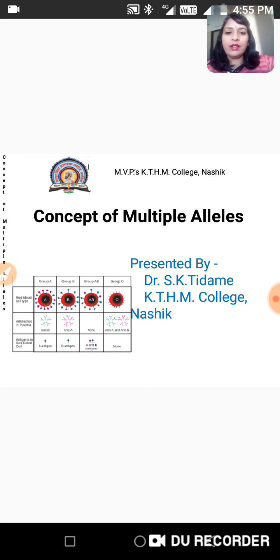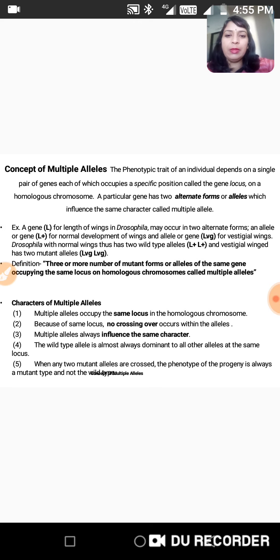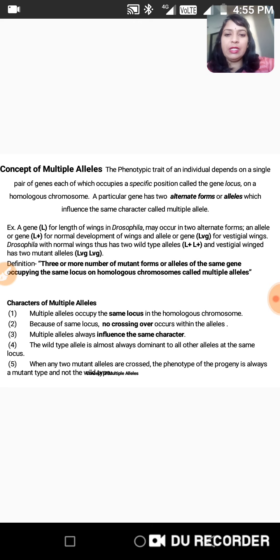Now, today we are going to study the concept of multiple alleles. What are the multiple alleles? The phenotypic trait of an individual depends on a single pair of genes, each of which occupies a specific position called the gene locus on a homologous chromosome.